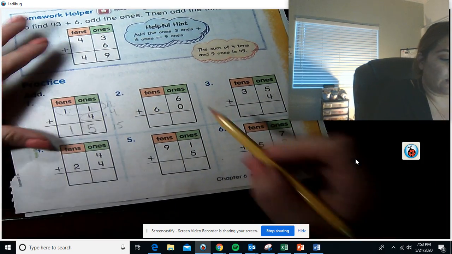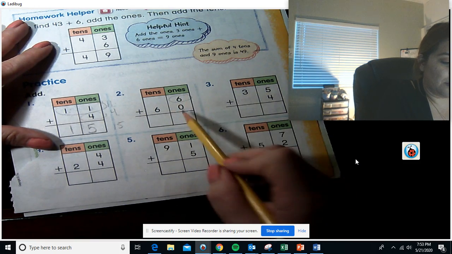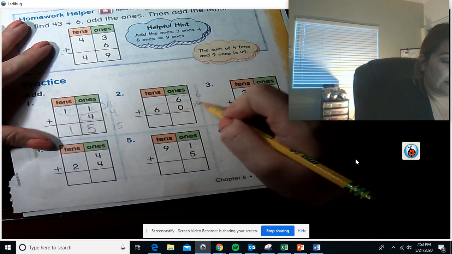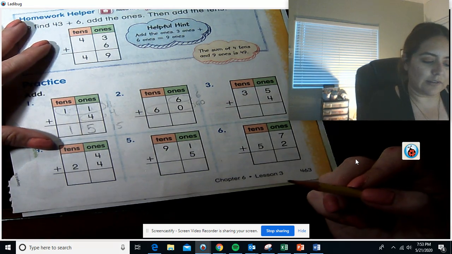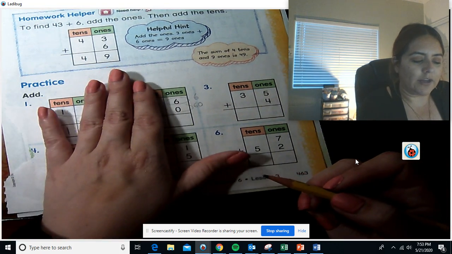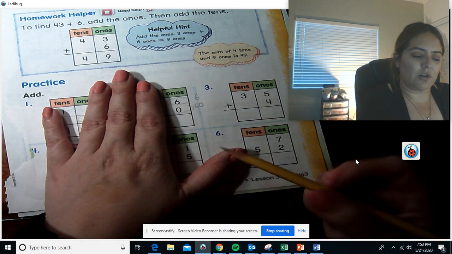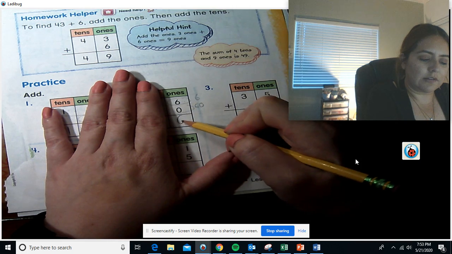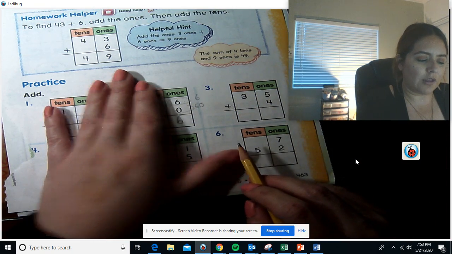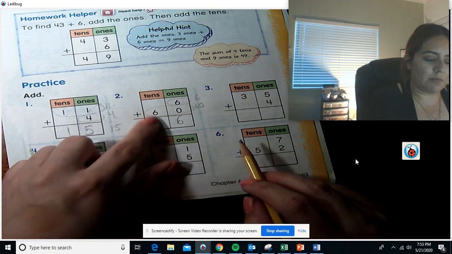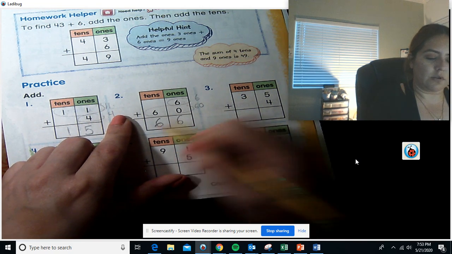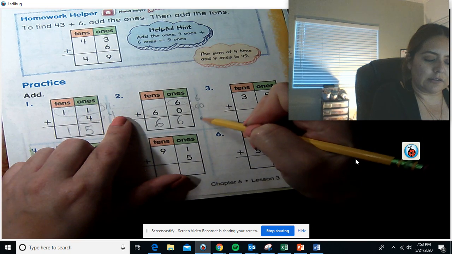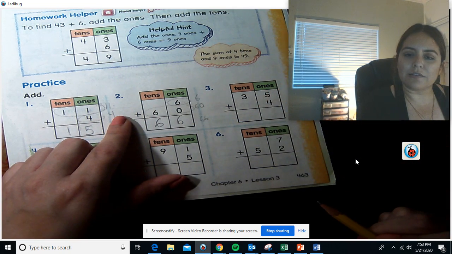Okay, the next one we have is 6 plus 60. So that really looks like 6 plus 60. What is 6 plus 60? We're going to do this by adding our 1 side first. Remember, first, always add your 1 side. 6 plus 0 is 6. And then there's nothing here except the 6. So we're going to write the 6. So we know that 6 plus 60 is 66.